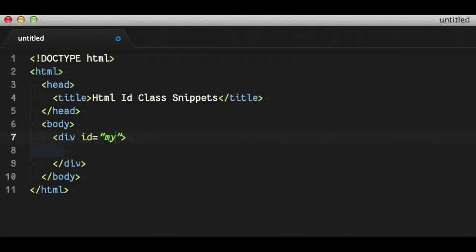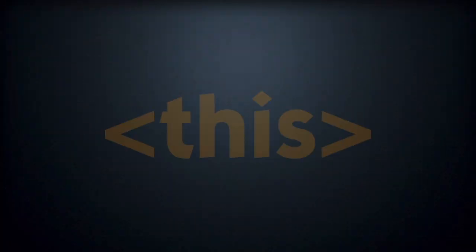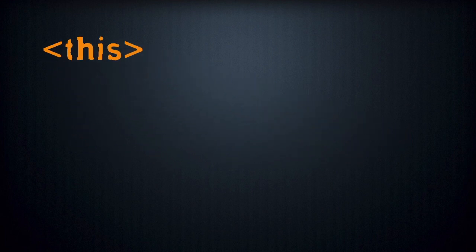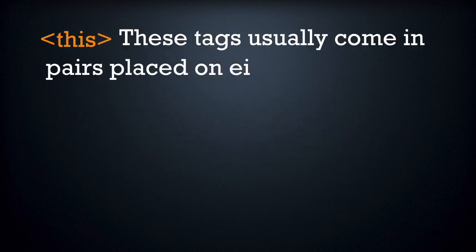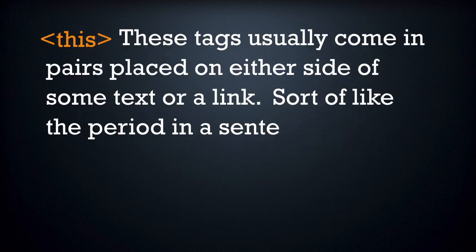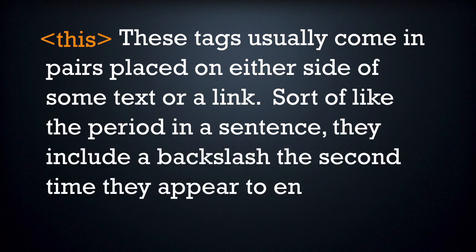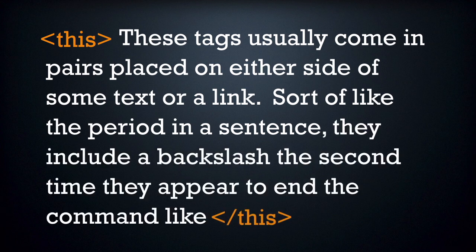You'll see HTML code wrapped inside triangle brackets like this. These tags usually come in pairs placed on either side of some text or a link. Sort of like the period in a sentence, they include a backslash the second time they appear to end the command like this. Adding an open triangle bracket, BR, close triangle bracket after something will behave just like hitting enter on your keyboard by creating a break and forcing everything after that to the next line.